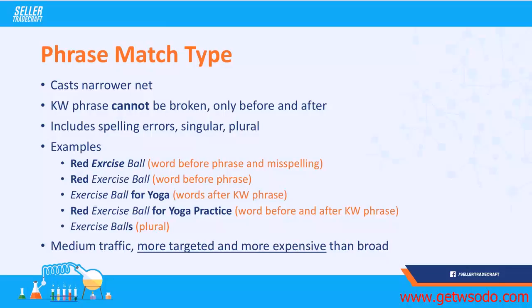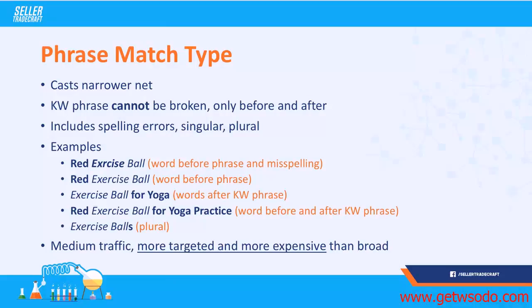Okay, so this would also apply for broad, but in this situation, it's phrase, right? So even though this example is here for phrase, this could potentially also show up for broad. But what would not show up for phrase is, let's say, "exercise fitness ball," right? That would never show up for phrase because it breaks up the keyword phrase. Okay, so let's keep going through these examples. We have "red exercise ball for yoga practice."